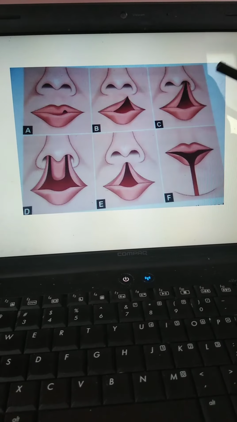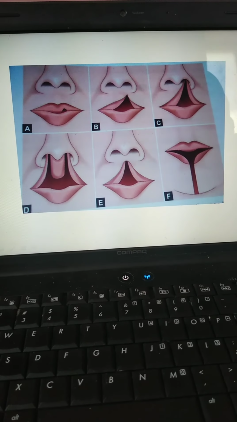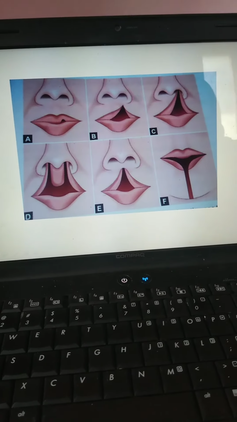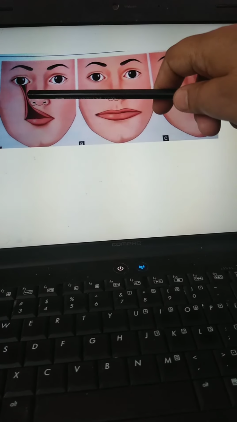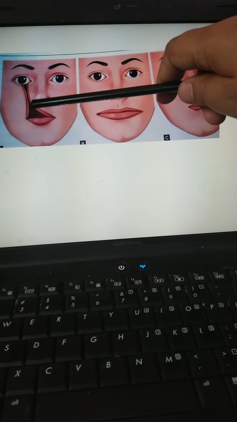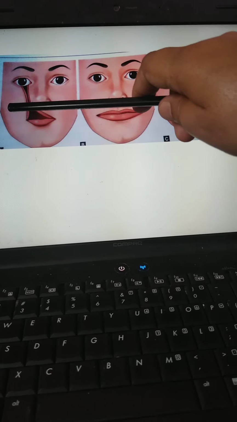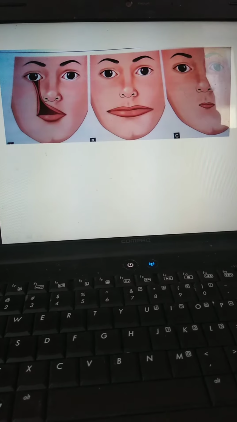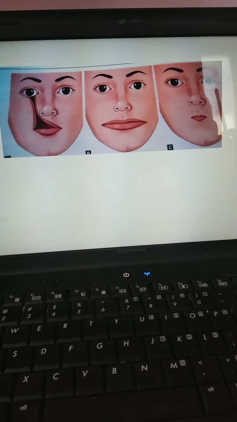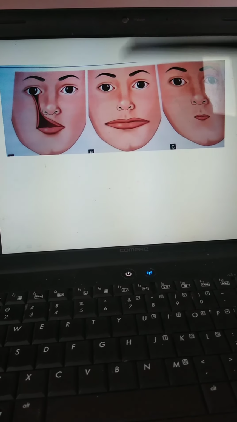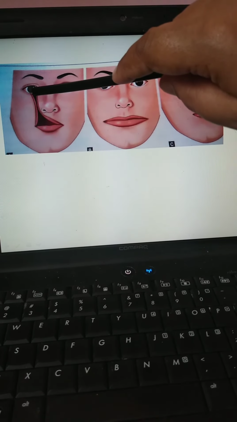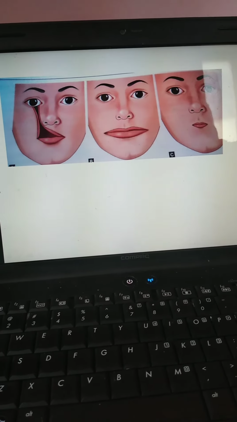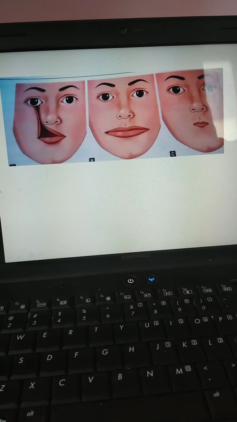Now if non-fusion of the maxillary process occurs with the lateral nasal process, it gives rise to another anomaly, that is known as the oblique facial cleft. Why does it happen? Because of the non-fusion of the maxillary process with the lateral and medial nasal processes. This is known as the oblique facial cleft. It runs from the angle of the eye to the mouth. The nasolacrimal duct is not formed in this case.